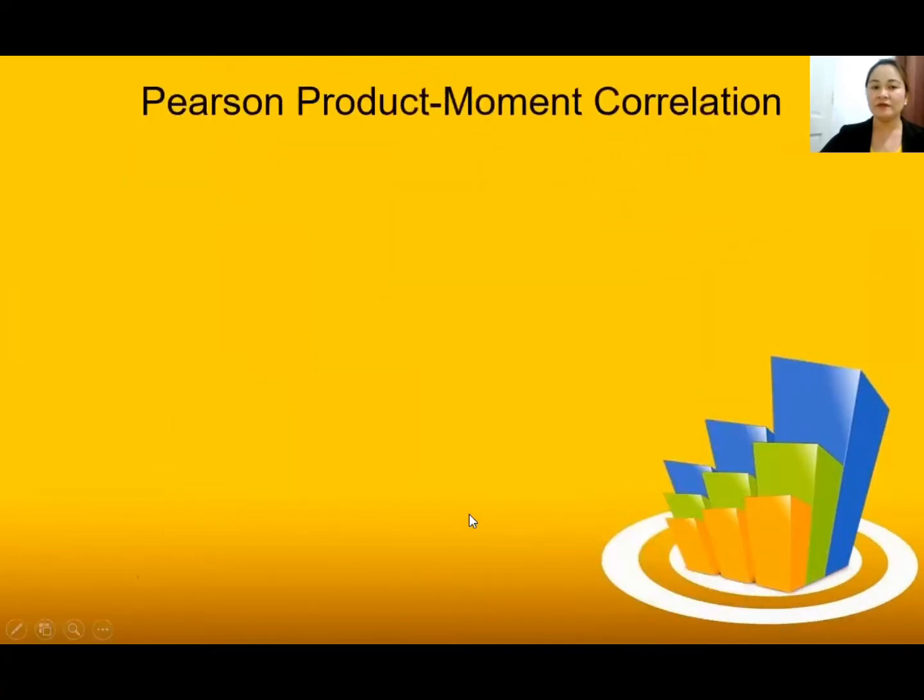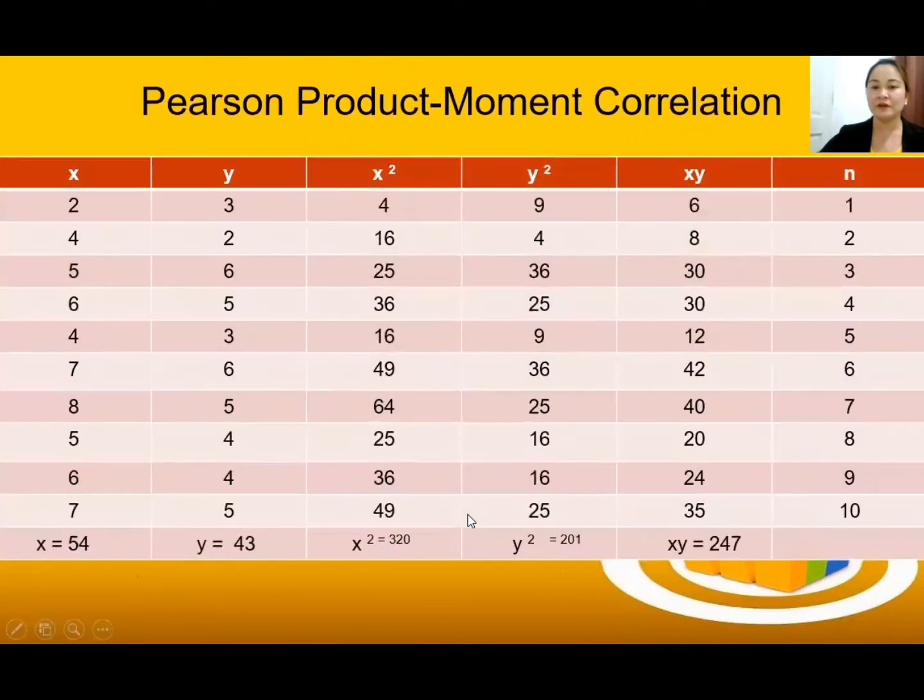So we have here an example of the given data set, the variable x, and then for y. For the x, we have 2, 4, 5, 6, 4, 7, 8, 5, 6, and 7. Whereas for y, we have 3, 2, 6, 5, 3, 6, 5, 4, 4, and 5.